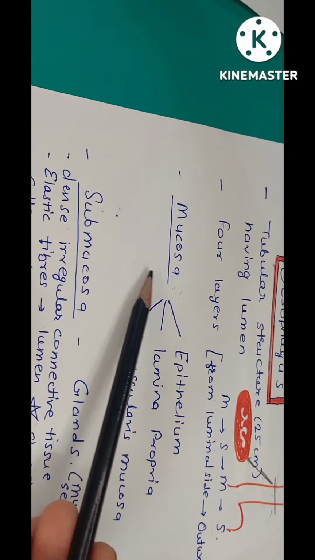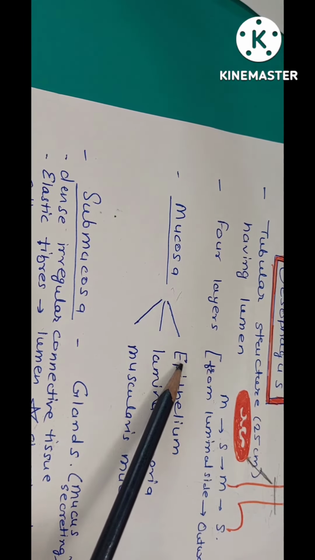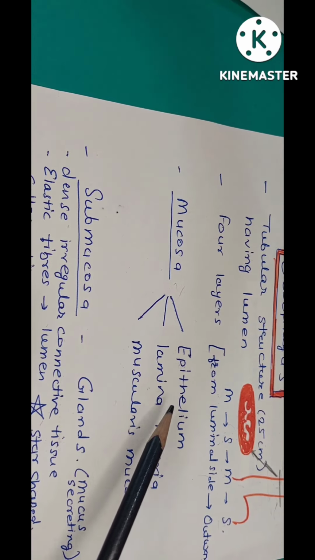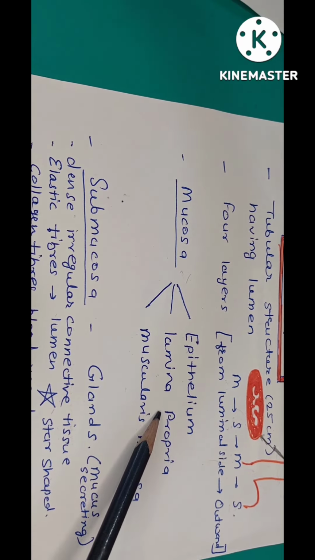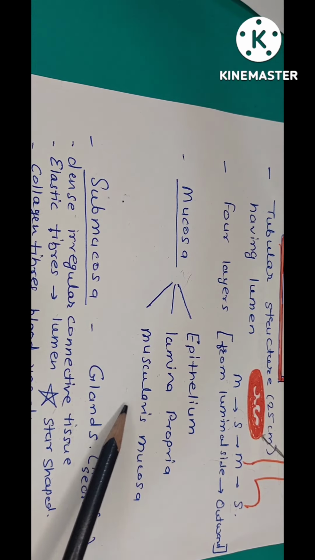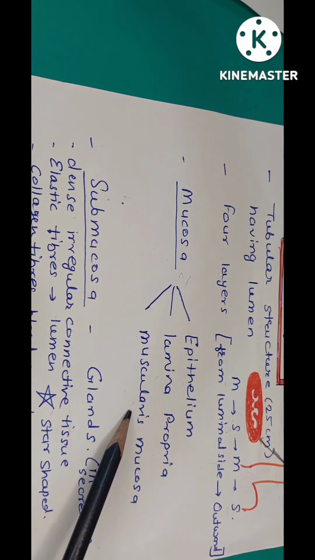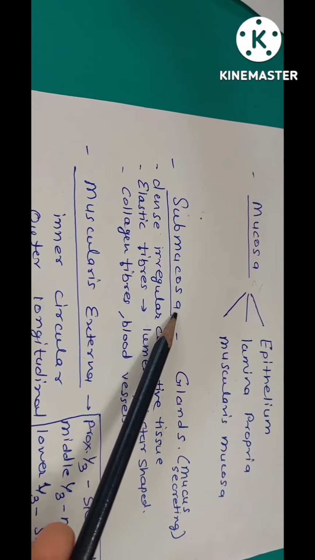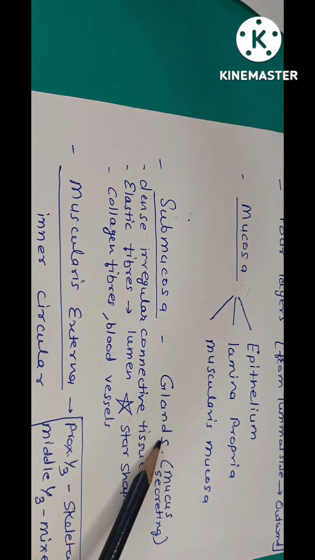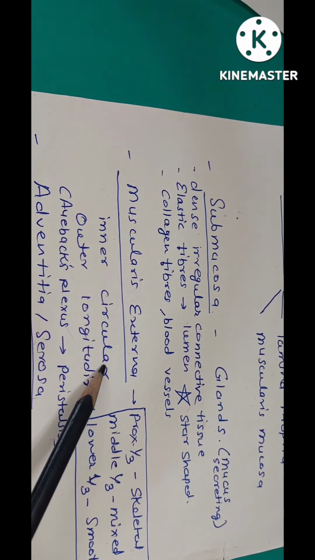Now mucosa, which is innermost layer facing this luminal side, here it has a non-keratinized stratified squamous epithelium. This epithelium rests on the lamina propria, which is loose connective tissue. And then there is a muscle layer of the mucosa itself, that is the muscularis mucosa. The next layer which we have to draw, that is the submucosa. In esophagus, we have to draw the submucosal glands. The next layer to this submucosa, it is the muscularis externa.